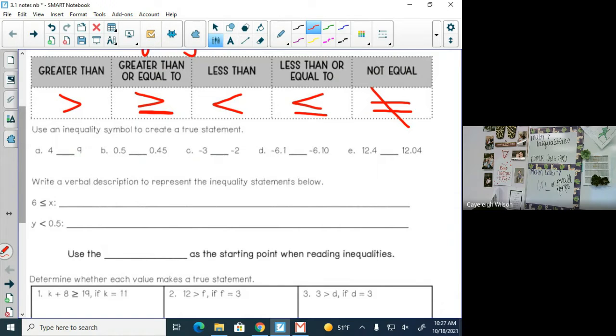All right, so it says on this next little section, use an inequality symbol to create a true statement. So we said the alligator always eats the bigger number, okay? So on A, 4 or 9? 9 is bigger, so I'm going to eat the 9. And I don't put the line under it because 4 and 9 are not equal. 9 is just bigger than 4.